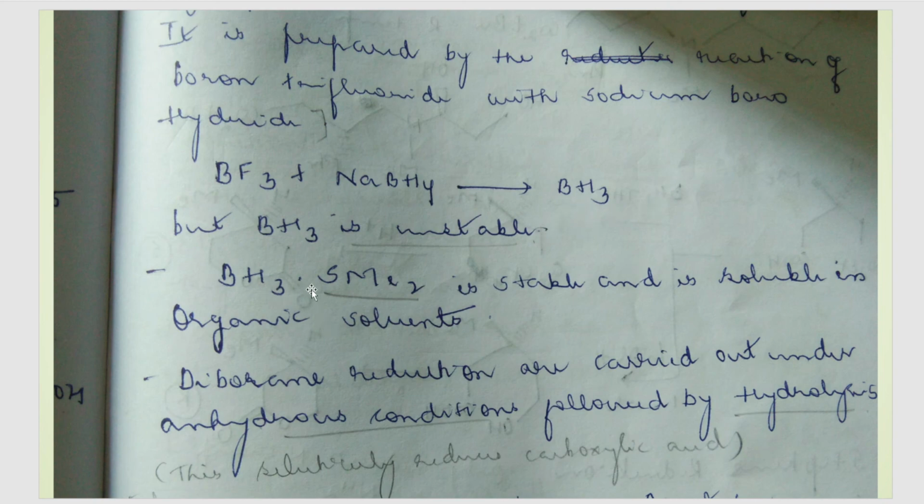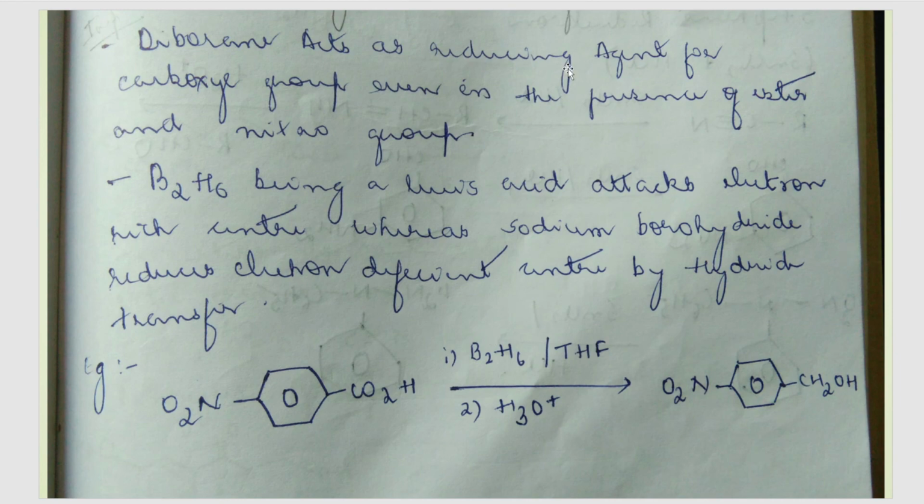And when it is present in the form of BH3·SMe2, it is stable as well as soluble in several organic solvents. So diborane reductions are carried out in anhydrous conditions, and finally we do the last step. What we do is hydrolysis, and this is very selective. It selectively reduces the carboxylic acids and carbonyl groups especially. So diborane acts as a reducing agent for carbonyl groups even in the presence of ester and nitro groups. That is, if there are multiple functional groups present, diborane can specifically reduce the carbonyl groups.